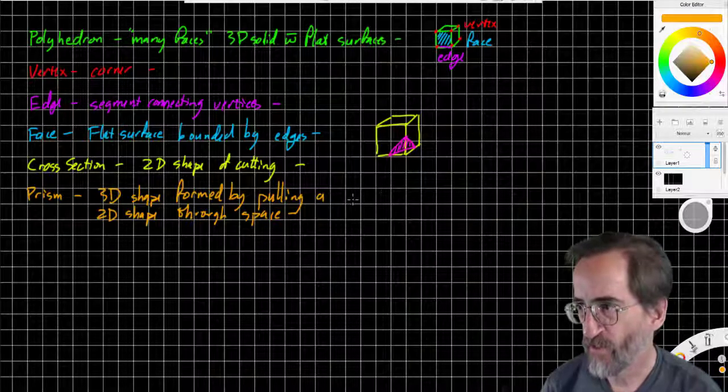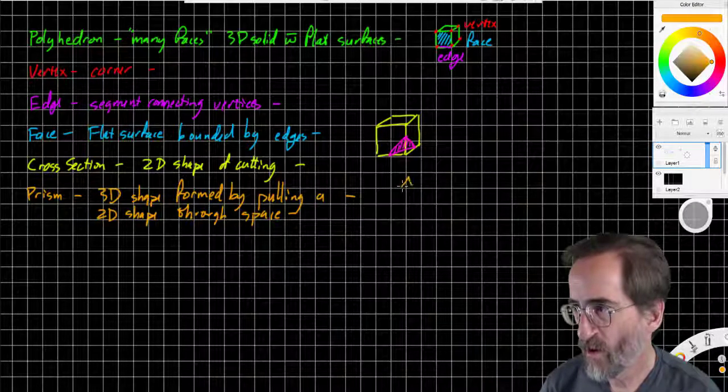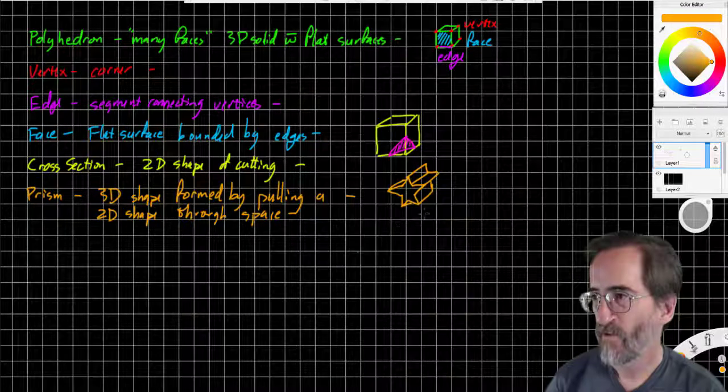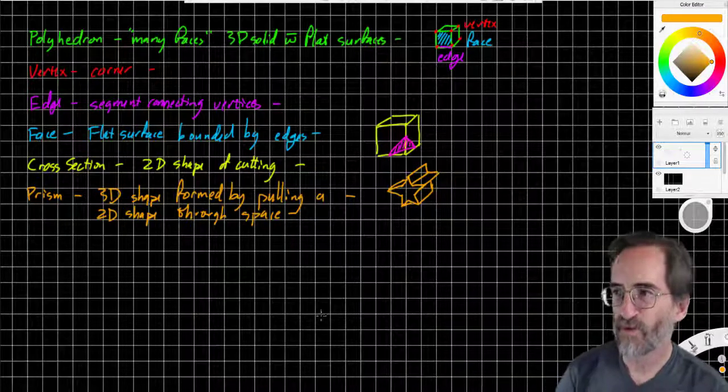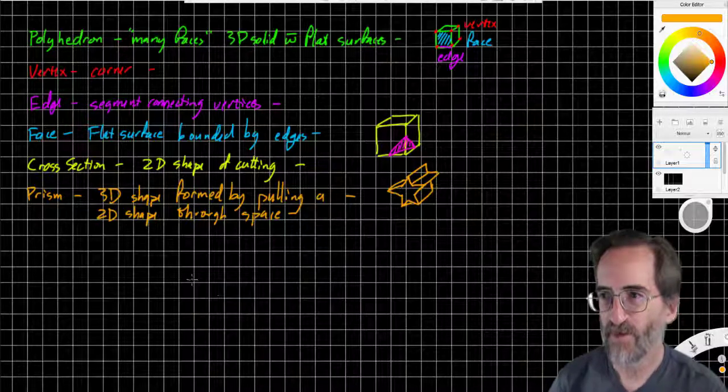So, for example, this star pulled through space. When I first learned to draw as a kid, I loved to do this. Turn 2D shapes into 3D. That's an example of a prism, a star pulled through space.